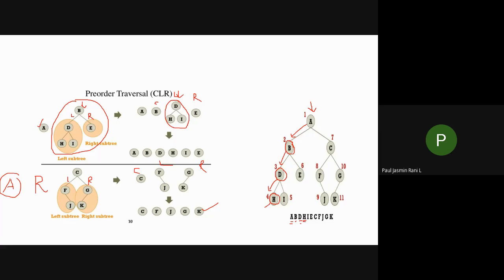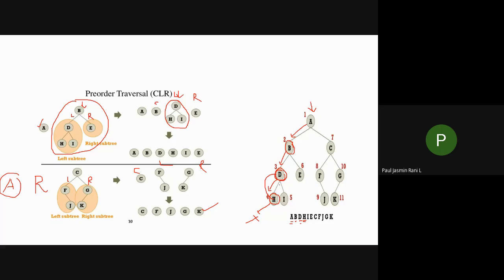After this I don't have any other node here, so I have to stop the iteration within this. Now I have to go back to the previous node. So now this particular D node is printed.